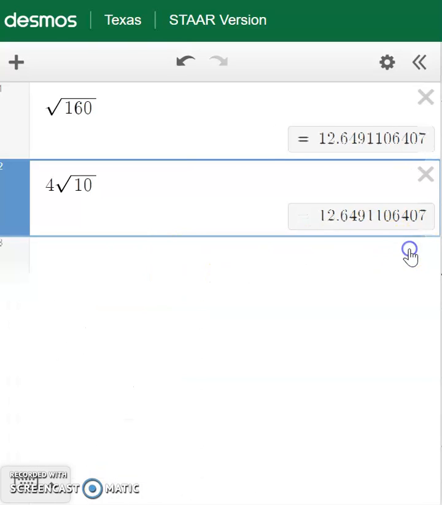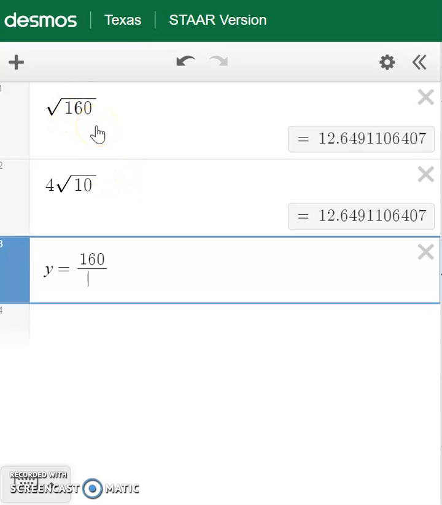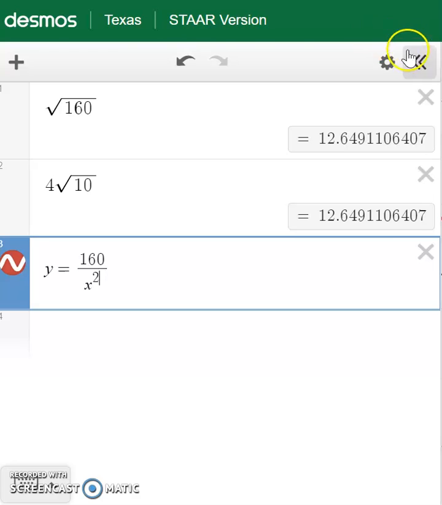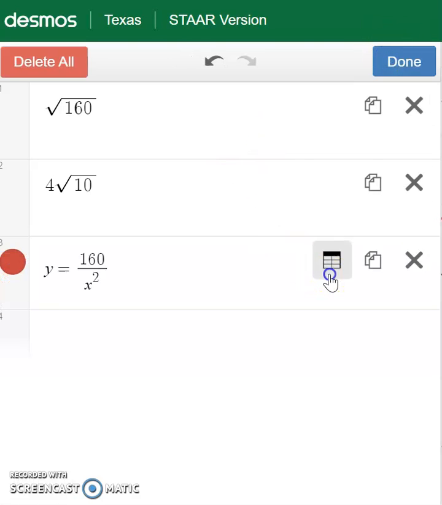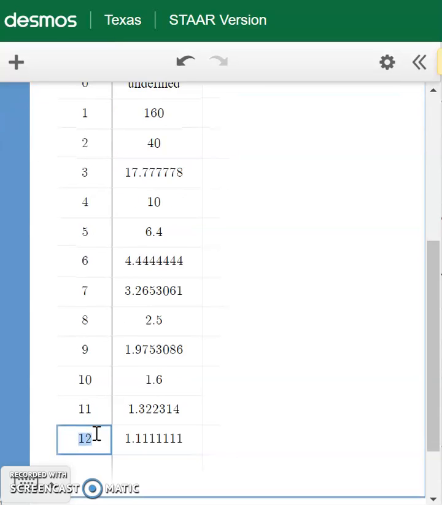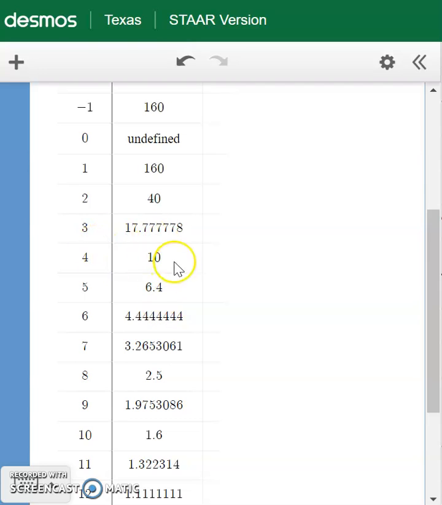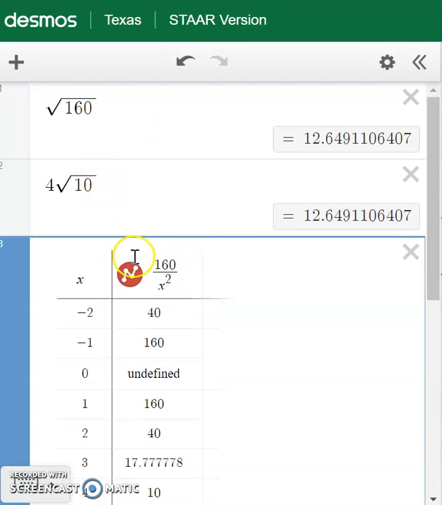So again, we just create the equation, what's inside the radical, divide it by x squared, click the gear button, click table, and then you're looking for the smallest whole number y value. And so I keep getting into these decimals. So 4 and 10 was that combination. And that's how you use Desmos to help you simplify a radical.